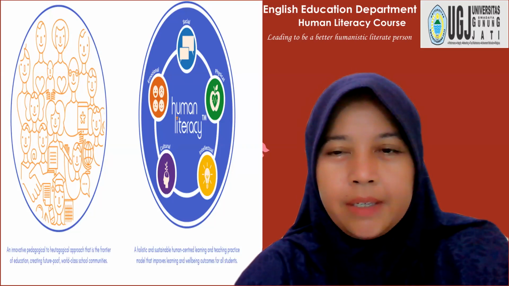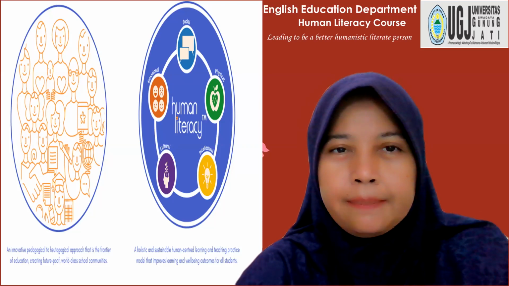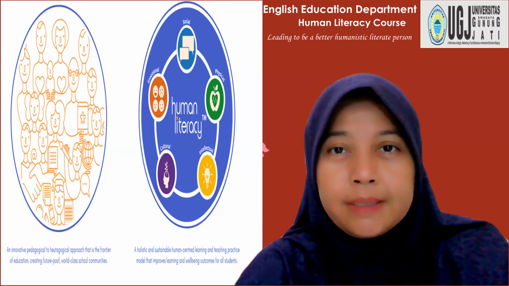Okay, for today we are going to learn about human literacy. So what is human literacy? Basically, human literacy has 5 dimensions. The dimensions are emotional, social, physical, intellectual, and cultural. So when you are talking about human literacy, it means you are talking about those 5 elements.